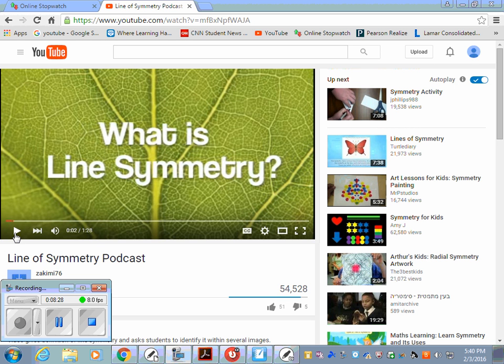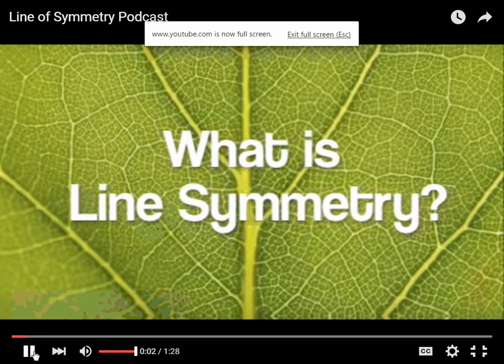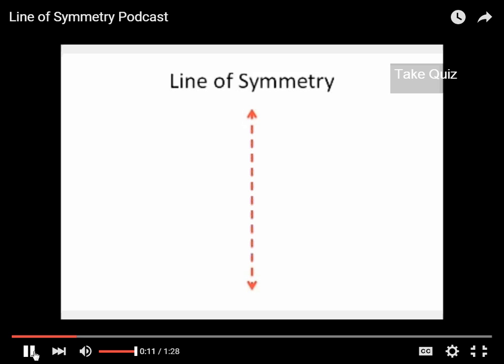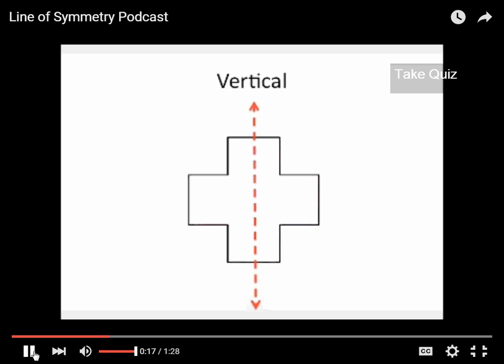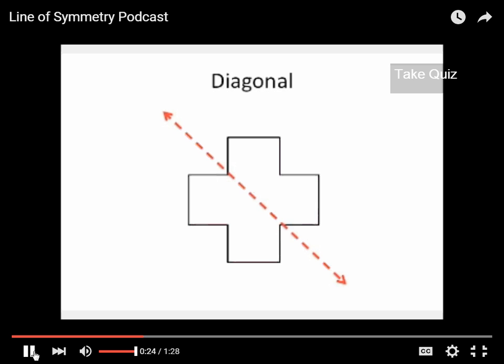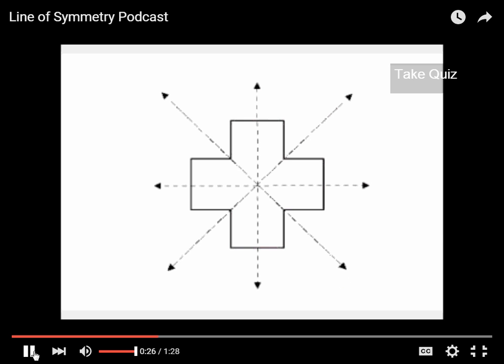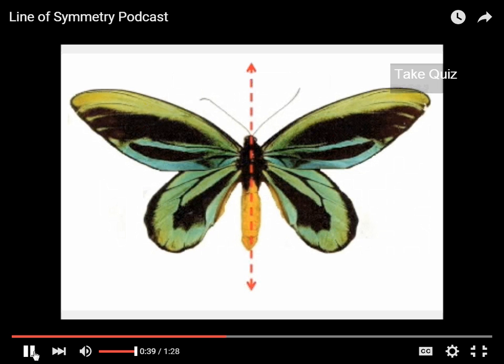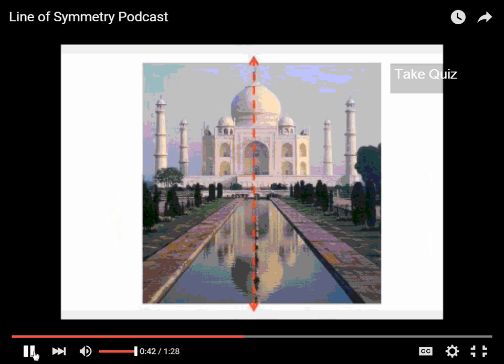Alright guys, check this out. Hopefully this will help you have a better understanding what line symmetry is. A shape has line symmetry when one half of it is the mirror image of the other half. The fold line, or mirror line, is called the line of symmetry. The line may appear vertically, horizontally, or diagonally. Shapes may have multiple lines of symmetry or no lines of symmetry. Not every figure has line symmetry. Symmetry is found in the world around us in nature, architecture, and art.